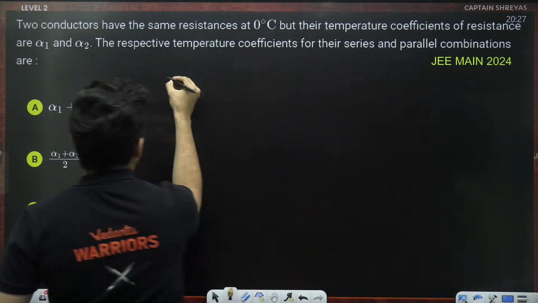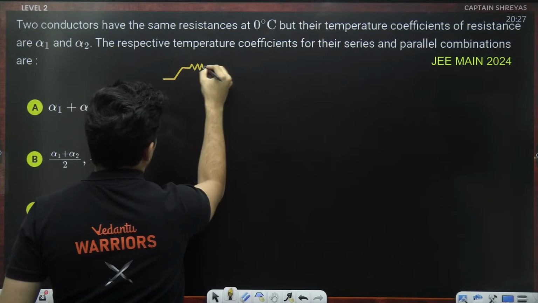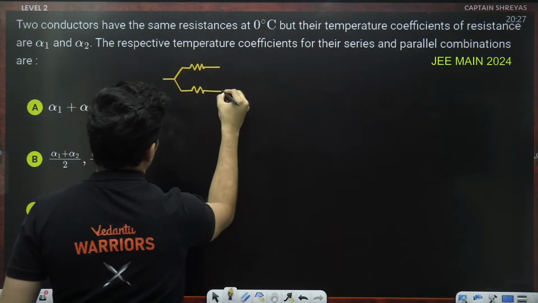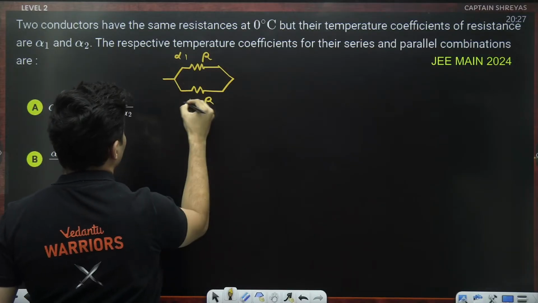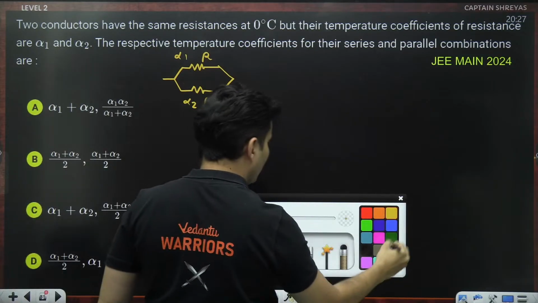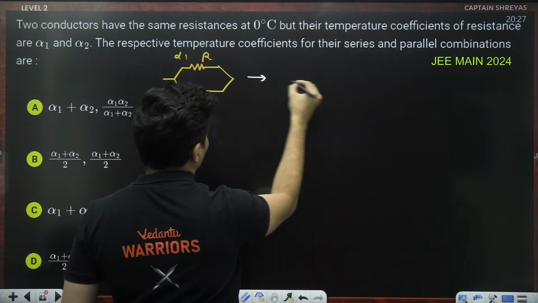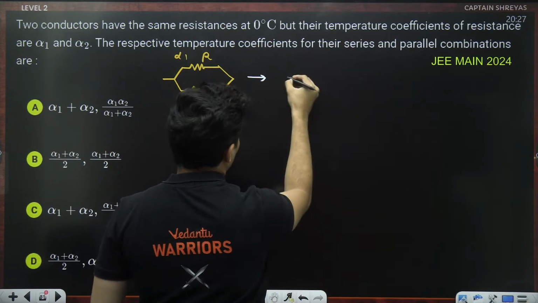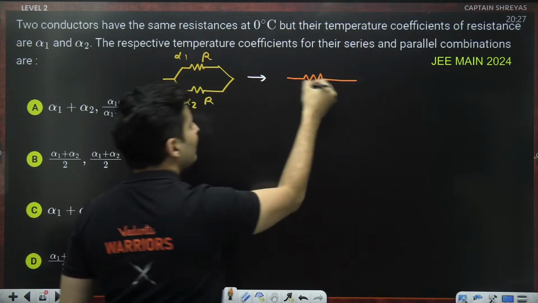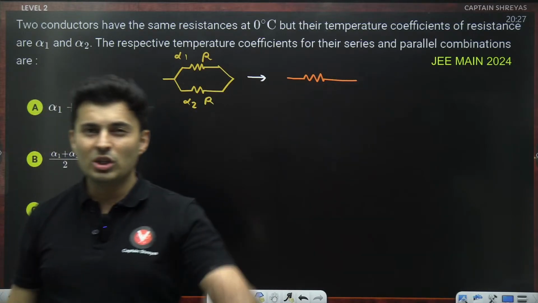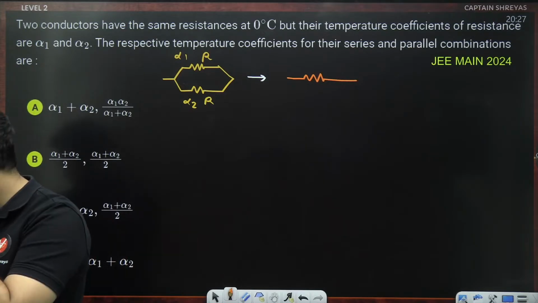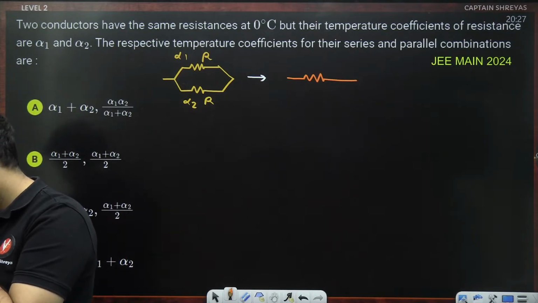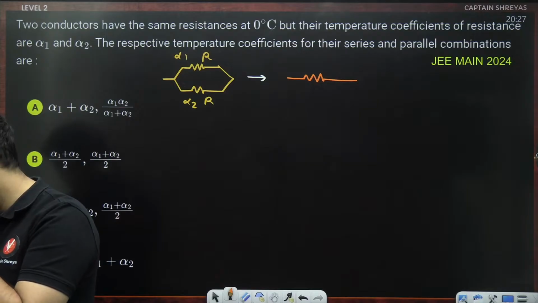We will redraw the circuit now. Again, let's say this is R. This is also R, like this. This is R. This is alpha 1. This is alpha 2. If you convert it into a parallel circuit, what do you think this base resistance will be? What should I write over there? Quickly think and tell me what would the base resistance be.